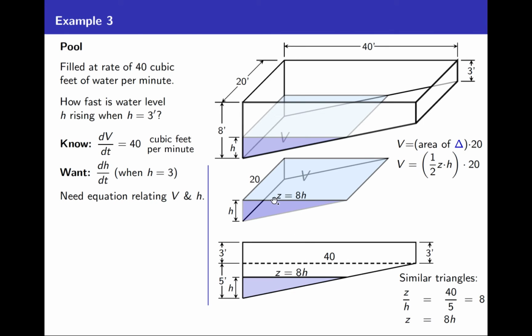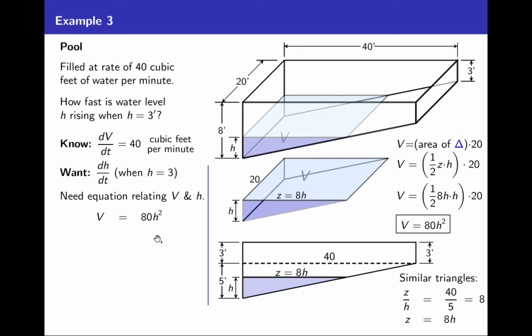And now we can go back up here to our prism. Its volume was 1/2 z times h times 20. And we just figured out that z is 8 times h. So we plug in 8h for z. V is 1/2 times 8h times h times 20. And that gives us an equation, V equals 80h squared. So this is our equation that we needed, relating V and h. So having done all of this work off to the side, let's go back here.